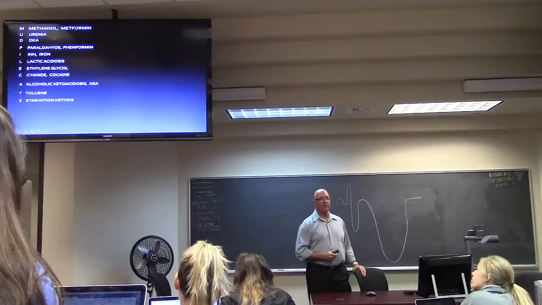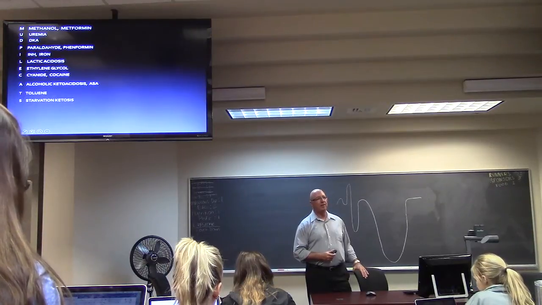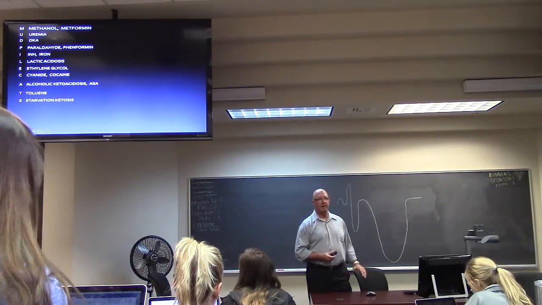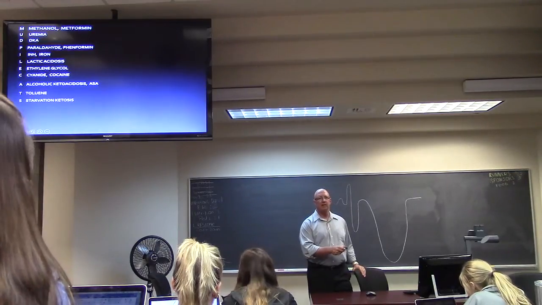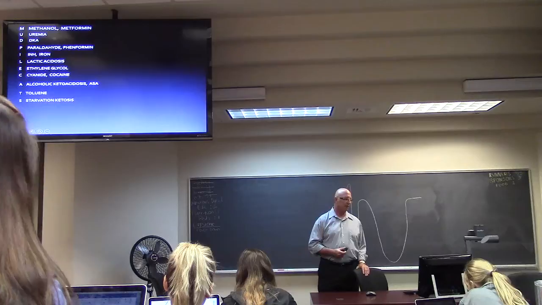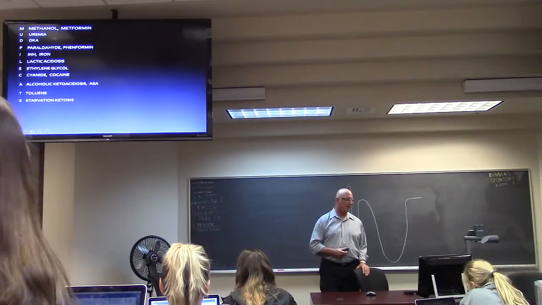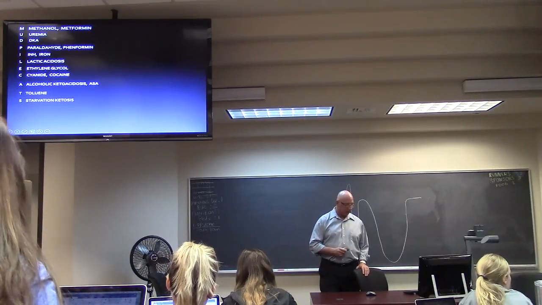S, starvation ketosis. If somebody just goes on a drastic diet and just stops eating, they can get an anion gap acidosis just from that. Just like the alcoholic who caused alcoholic ketoacidosis. It's along the same lines as the alcohol, starvation ketosis.